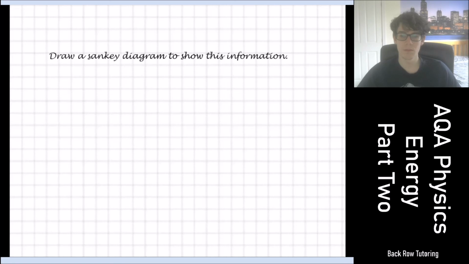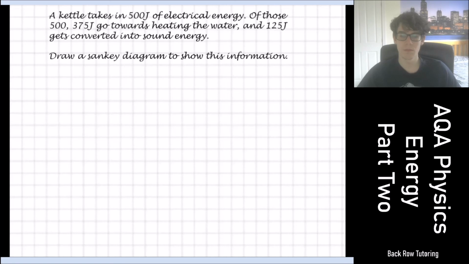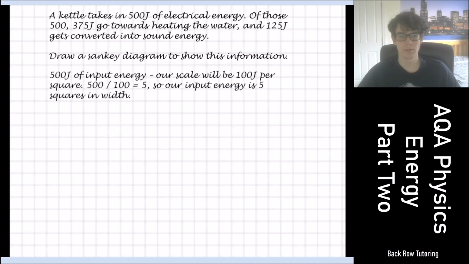A kettle takes in 500 joules of electrical energy. Of those 500, 375 joules go towards heating the water, and 125 joules gets converted into sound energy. Draw a Sankey diagram to show this information. So 500 joules of input energy, our scale will be 100 joules per square. 500 divided by 100 is 5, so our input energy is 5 squares in width.